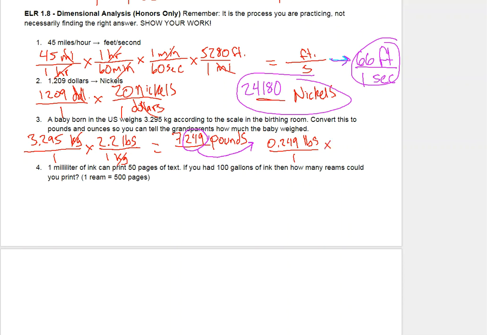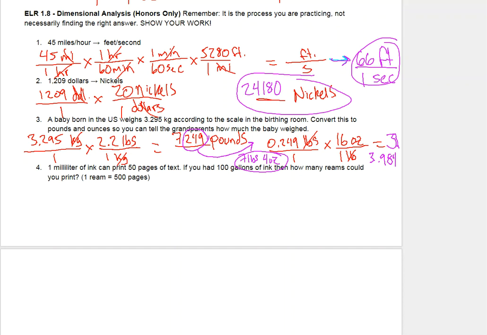And I again had to go online, and it turns out that there are 16 ounces in a single pound. So 1 pound goes on the bottom. Now my pounds will cancel. 16 ounces on the top. And I can again do my calculations. And what I find out is that 0.249 pounds turns out to be 3.984 ounces. That's really close to 4, so I feel comfortable rounding that. So my final answer, I'm going to squish it in here, is 7 pounds, 4 ounces for that baby.